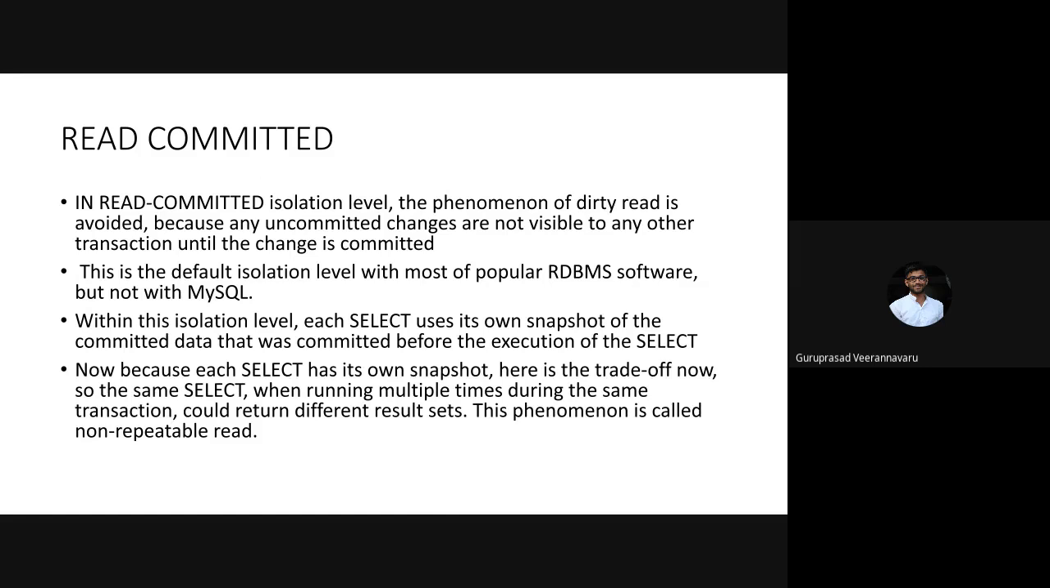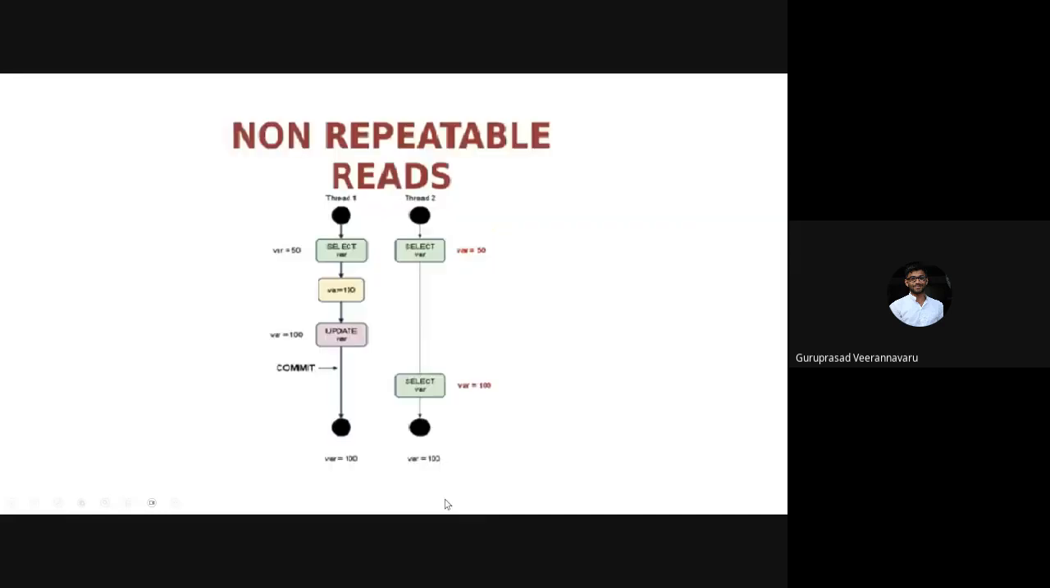I'll show you. On thread one, I'm taking the variable, it is 50, and I'm updating it to 100. Then I'm committing it. Only once I commit it is the second person able to see that it has been updated to 100. But this gives another problem.